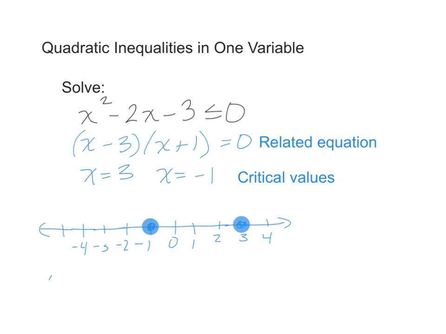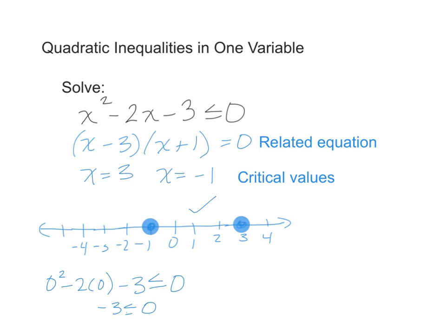So I'm going to go 0 squared minus 2 times 0 minus 3 is less than or equal to 0. So I'm taking the original inequality and filling in 0 for x. And I get negative 3 is less than or equal to 0. Is that a true or a false statement? True. So put a little check mark there in that region. That means all the numbers in that region should be true, any of them that I test.